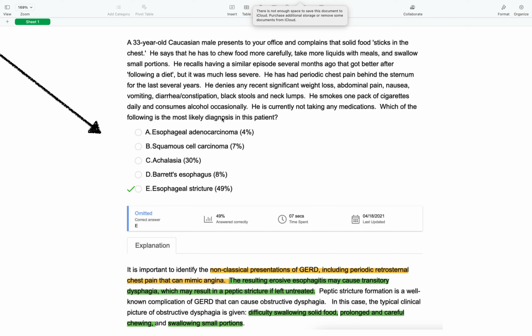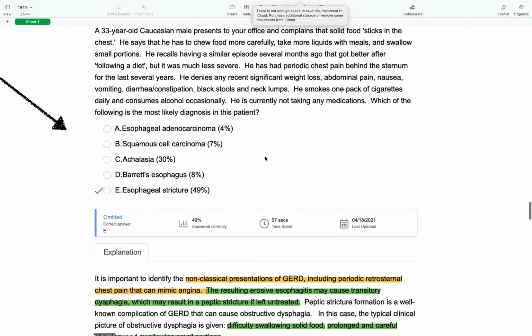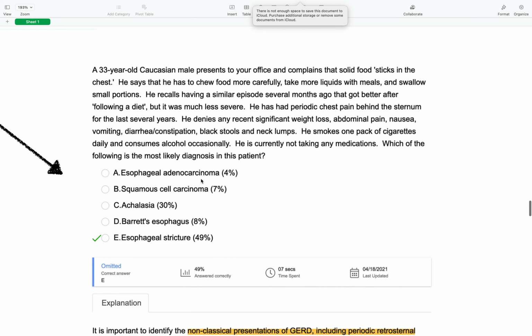Which of the following is the most likely diagnosis in this patient? Okay. Now, the presentation is quite atypical. This is certainly dysphagia because this patient has difficulty swallowing solid food and it sticks in the chest. Okay, this is dysphagia for sure. Now, there are no red flags like weight loss or GI bleed because of black stools, right? There's nothing, no family history, so there are no red flags. And in fact, the patient is quite young.